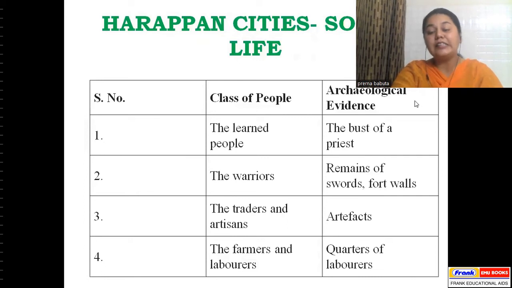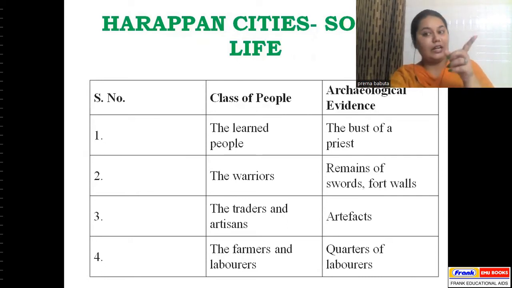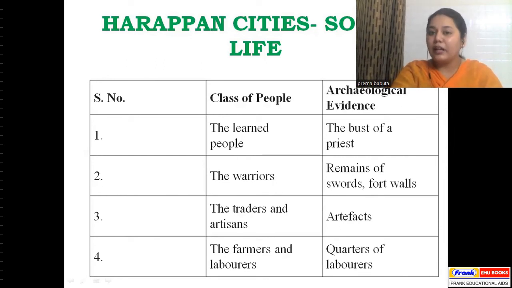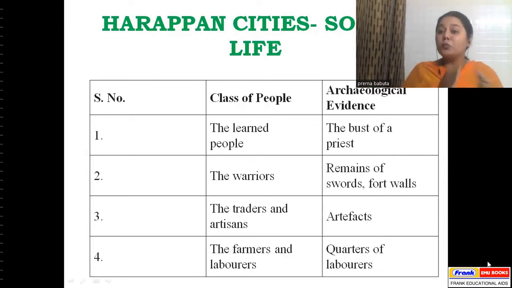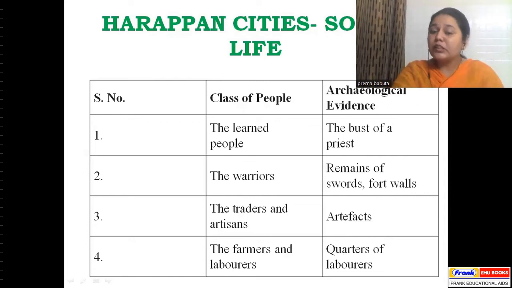So as we discussed, in the Paleolithic, it was hunter-gatherer, then Mesolithic and Neolithic moving to agriculture. Now, the Harappan cities also had a social life. Why? Because people started living in groups, in communities. So there was a class of learned people. And how do we know?